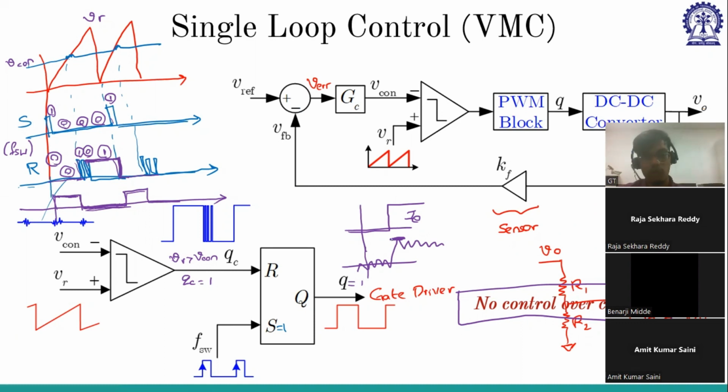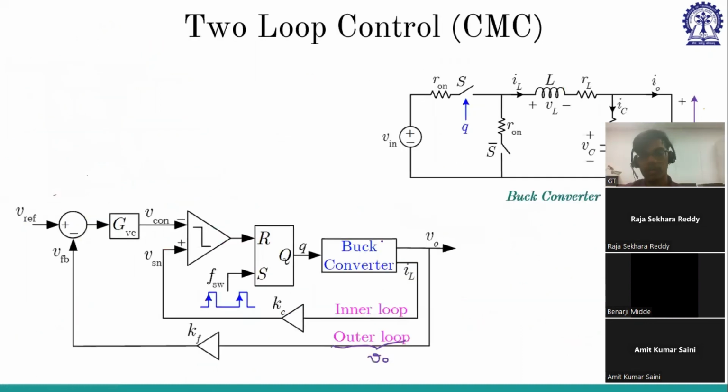So if you want to limit this maximum current, it cannot be done. So we have to go for current mode control, where we have control over both current and V naught. That's why we are going for current mode control. I hope I am clear.